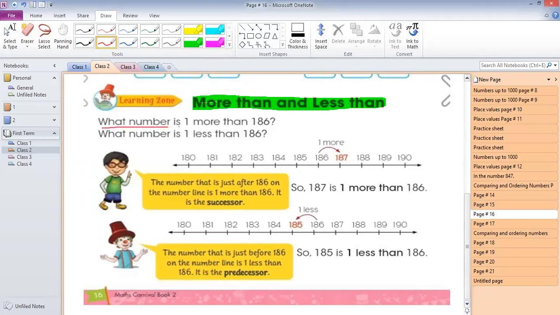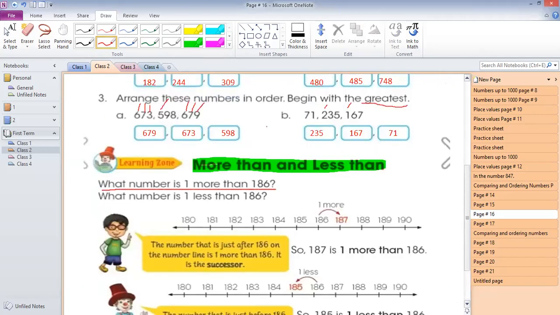What number is 1 more than 186? Guys, you have to find out what number is 1 more than 186. For your knowledge, I would like to give you the information. Whenever you have to find out more than, that means you are talking about addition.